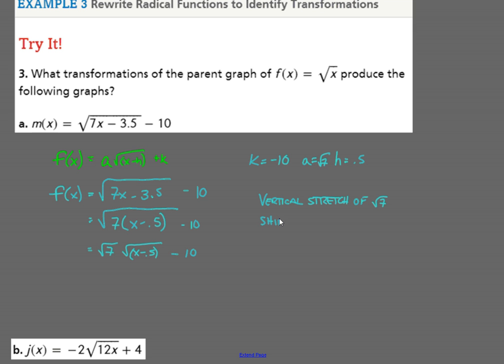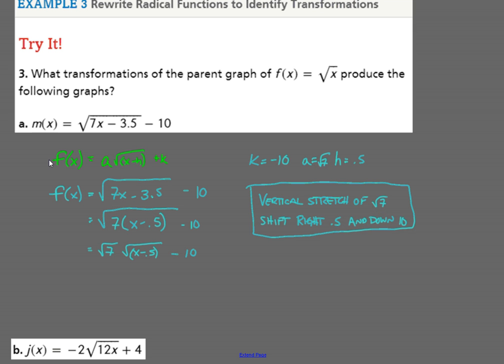Shift right 0.5 and down 10. And we're done. Vertical stretch of square root of 7, shift right 0.5 and down 10, or shift right 1/2. I got all that because I factored everything out and wrote it in y equals a times the square root of x minus h plus k.